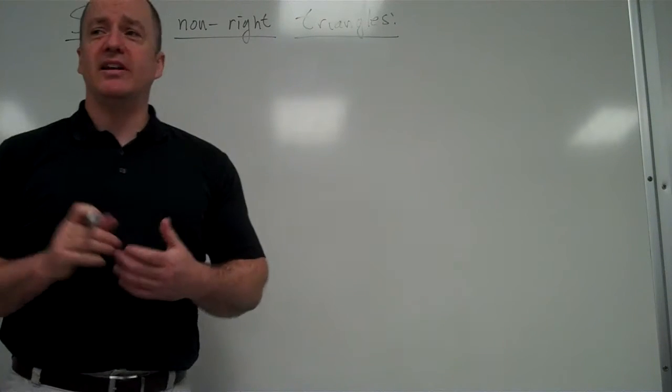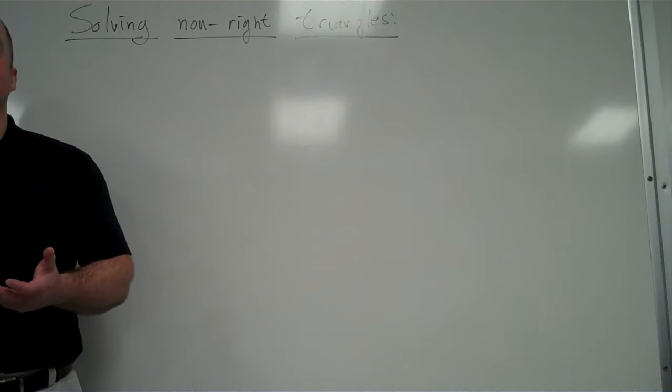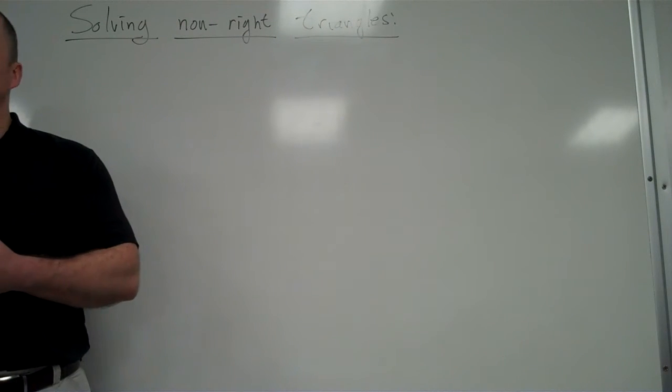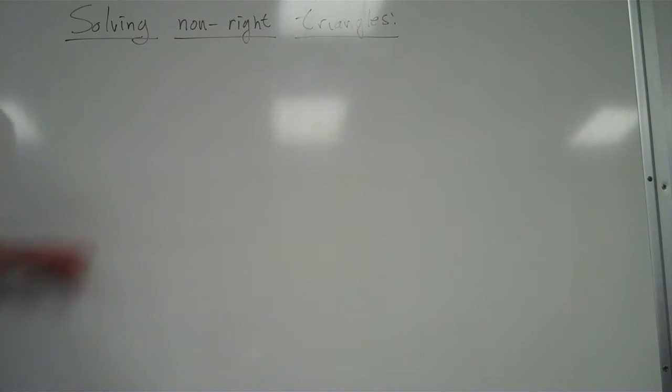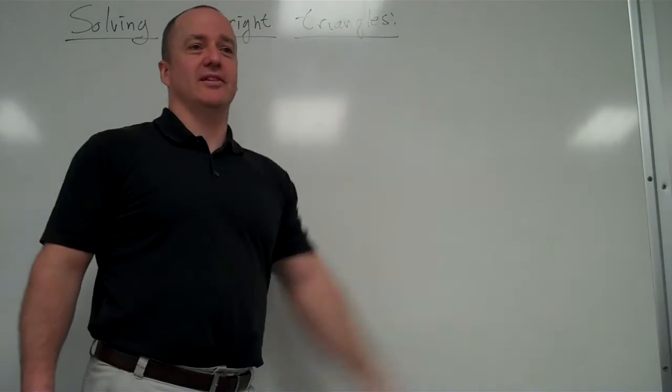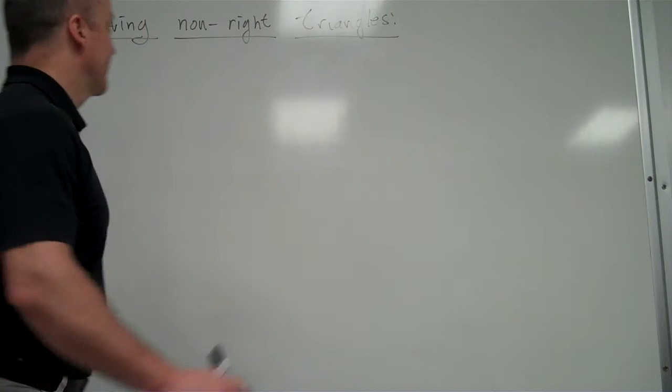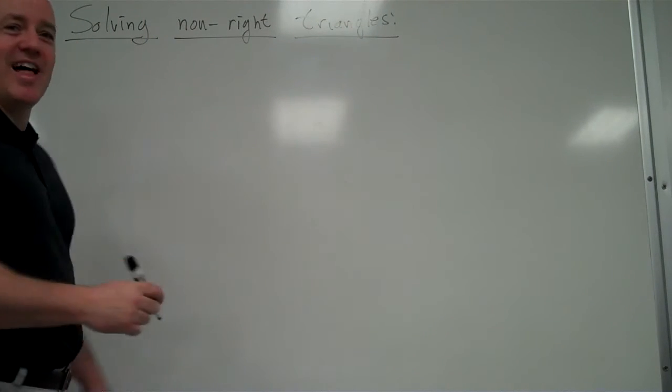Now the reason why you only needed 2 pieces of information for that is because you always knew one of the angles was 90 degrees, because it was a right triangle. These are non-right triangles. You don't know what any of the angles are. So how do you solve them? I'm glad you asked.